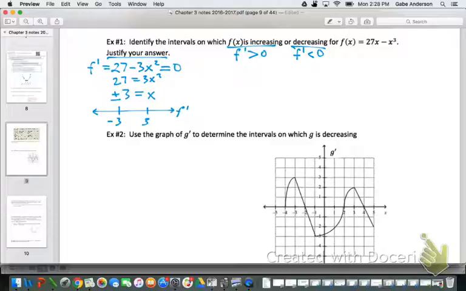Yep. So what would you guys suggest as a test value? 0 is always an excellent choice. So I will do that. F prime of 0. You can do this in your head, right? Equals? 27, right? It's 27 minus 0.